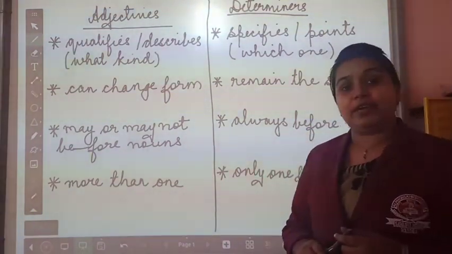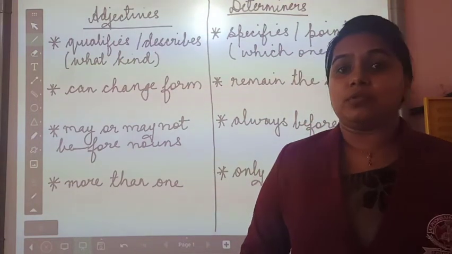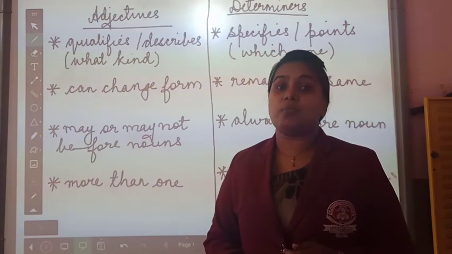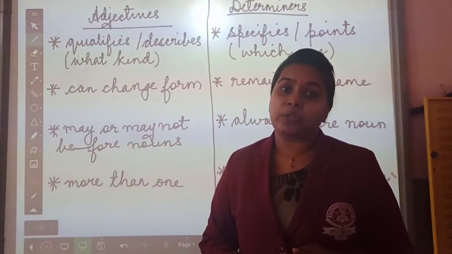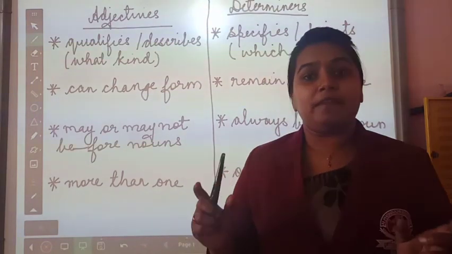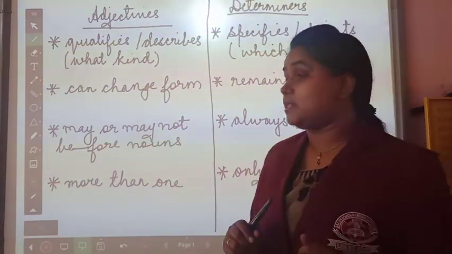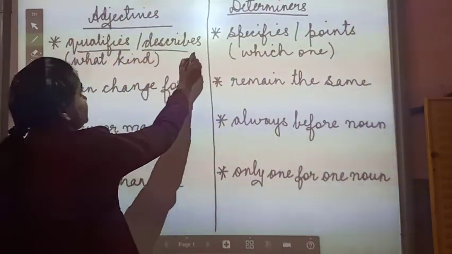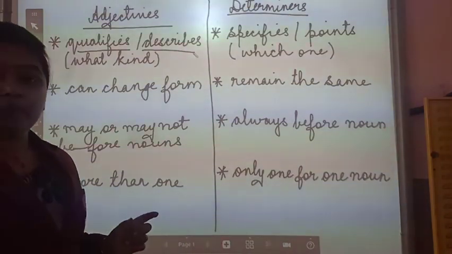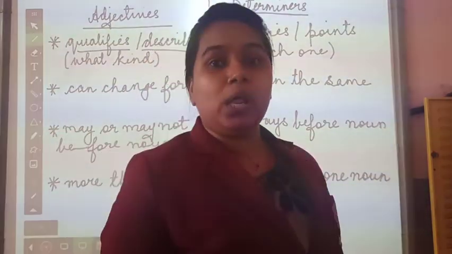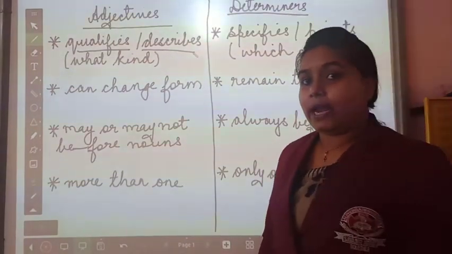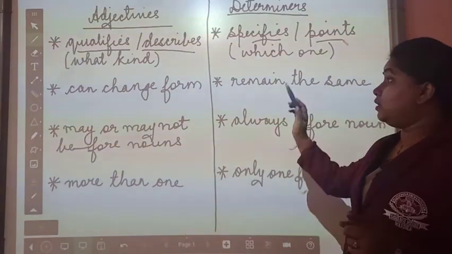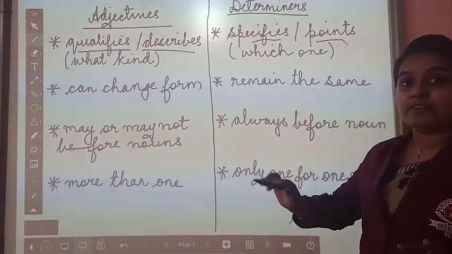So, as we have read, determiners modify the noun, and so is the work of adjective. Adjectives also modify the noun, but they do their work in very different ways. Okay, now what is that way? What is the work of adjective? Adjective here qualifies or describes the noun. Adjective is describing the qualities of the noun, whereas determiners are specifying, or you can say pointing out at the noun. In simple language you can understand this.